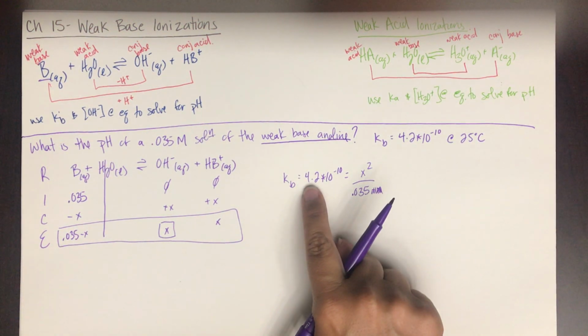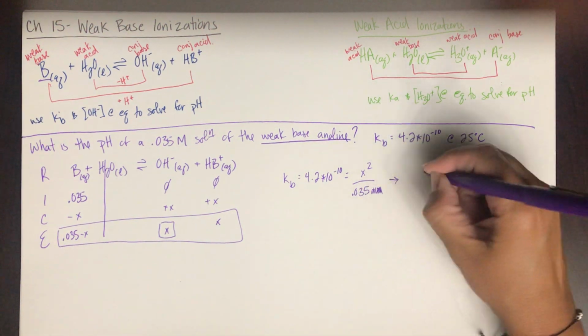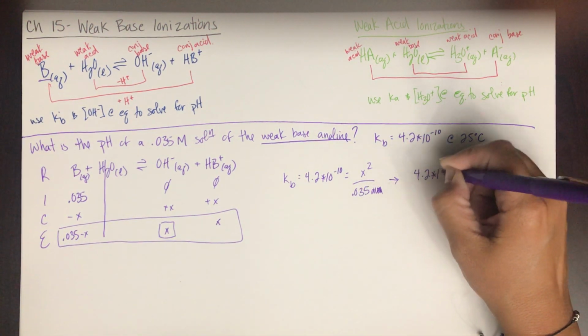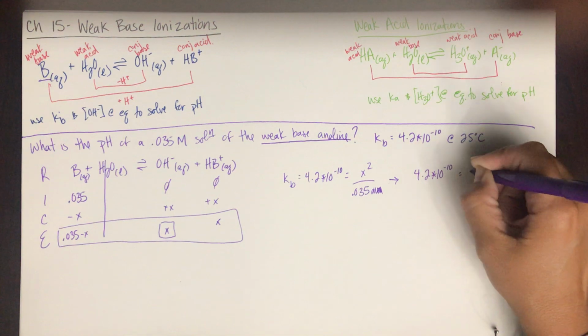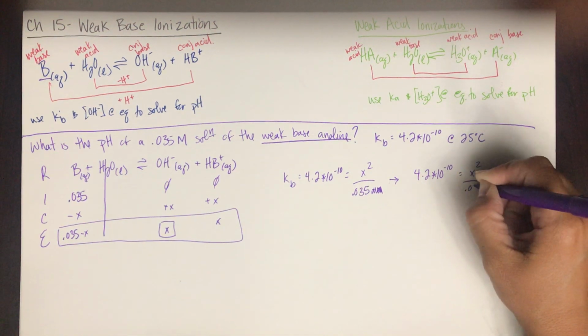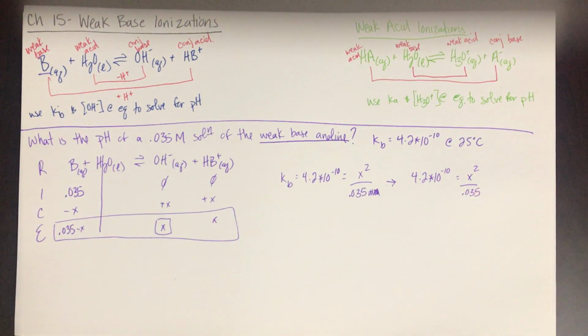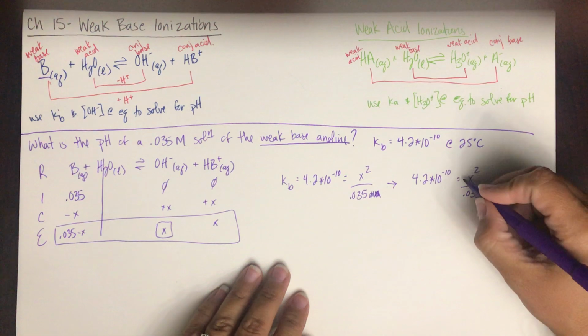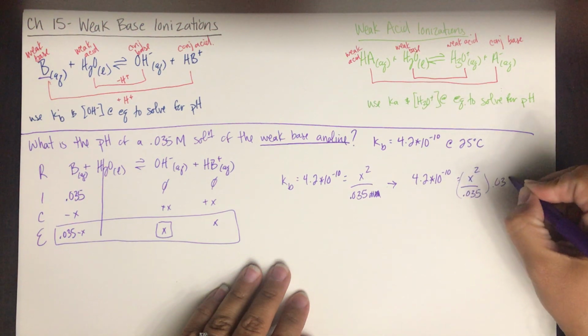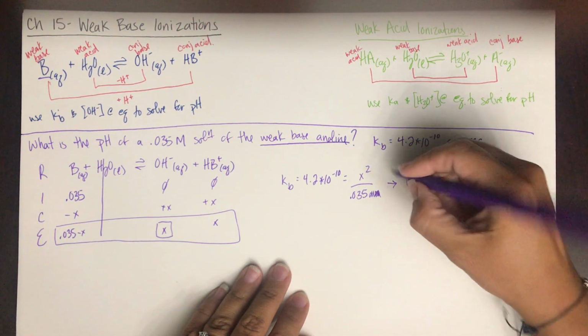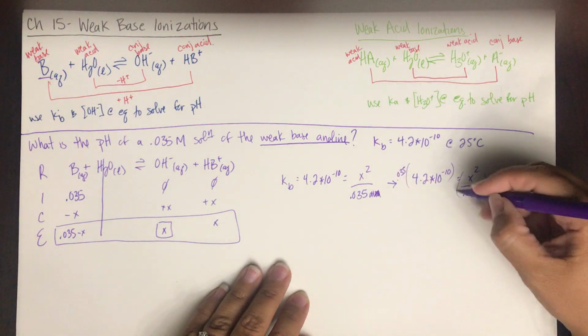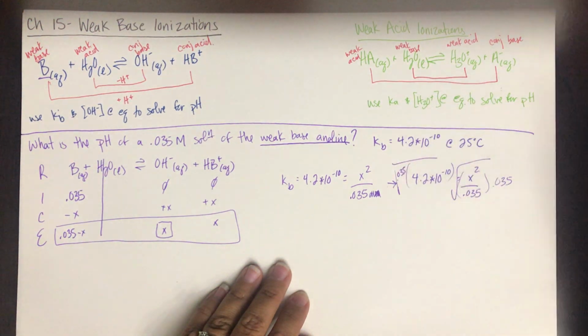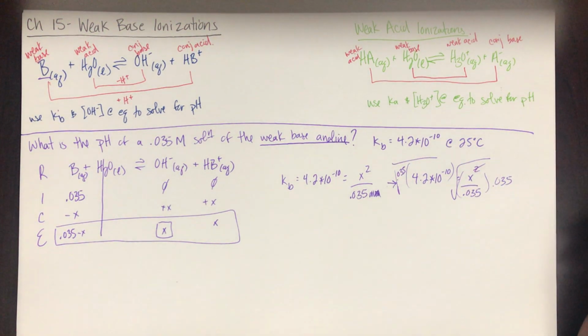So now I have 4.2 times 10 to the negative 10th equals x squared over 0.035. Now I'm going to solve for x. I'll multiply both sides by 0.035, and then I'll take the square root of both sides, and when I do that, I'll be left with x.